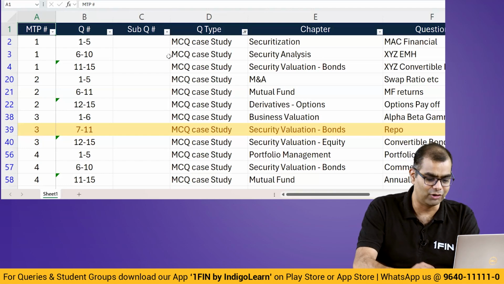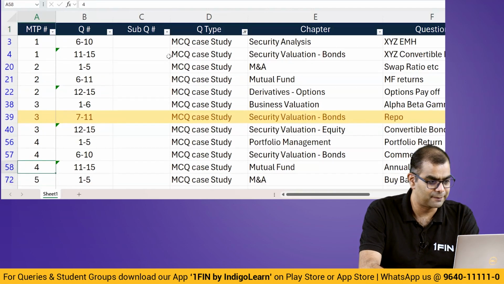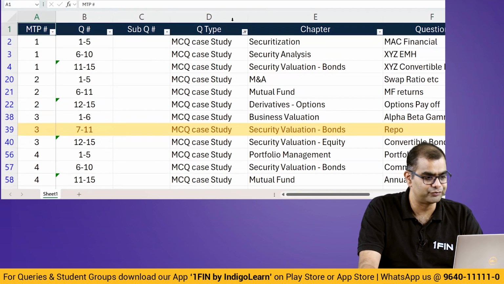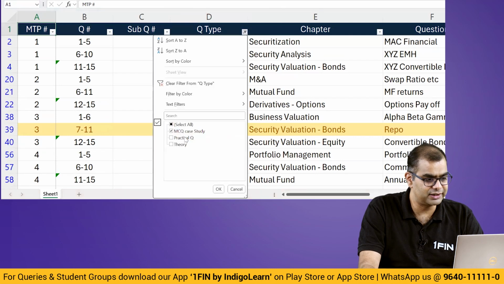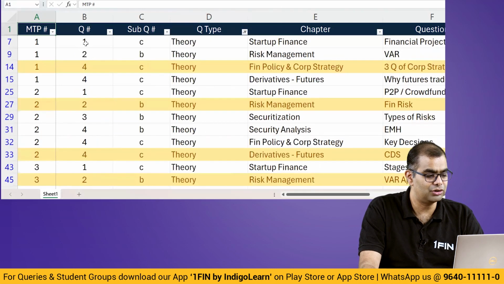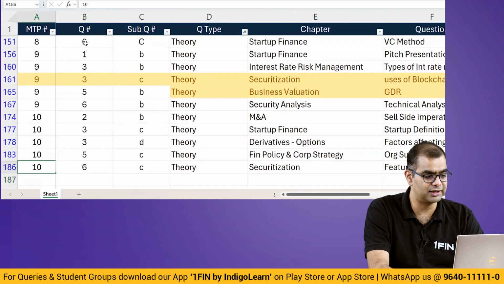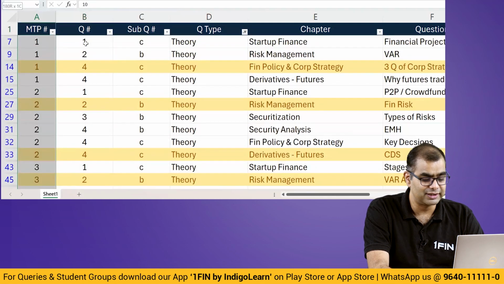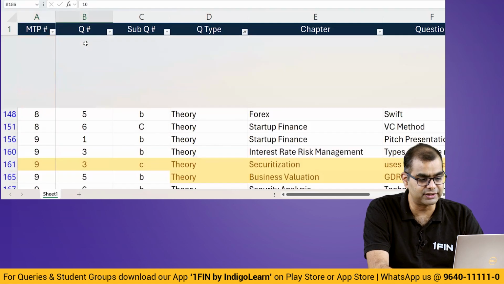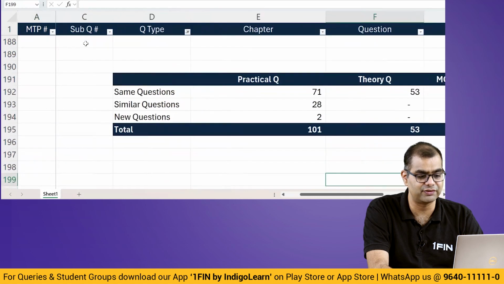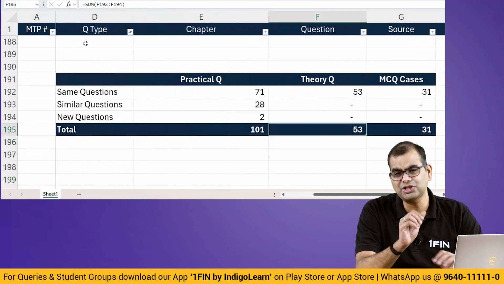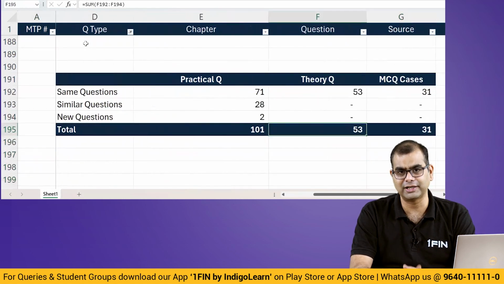What I found in theory was, if I were to sort this on theory, a very, very interesting part that I noticed. There are 10 papers and how many theory questions? They have asked roughly about 53 theory questions. I have summarized it also. So in each paper 5 questions approximately.